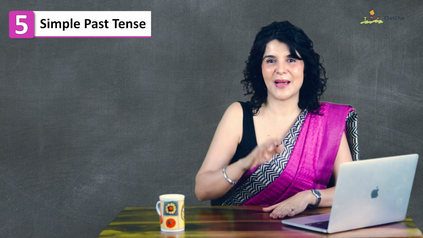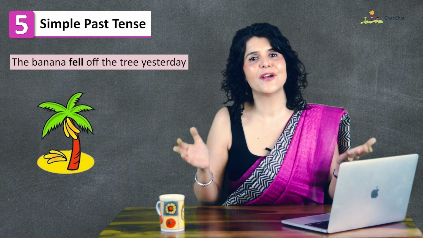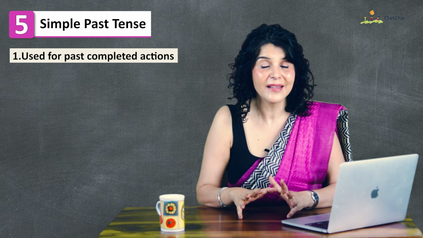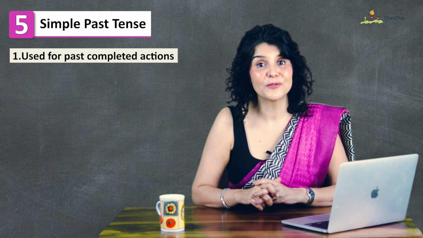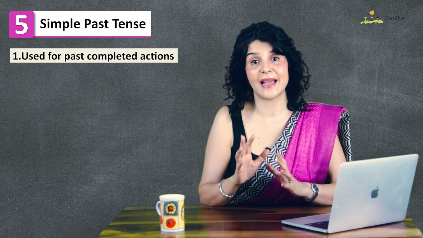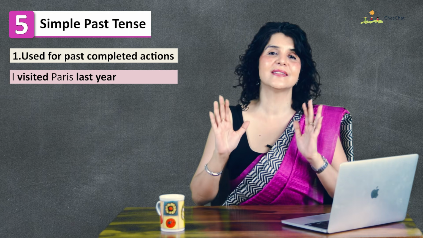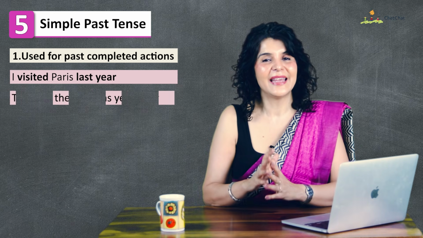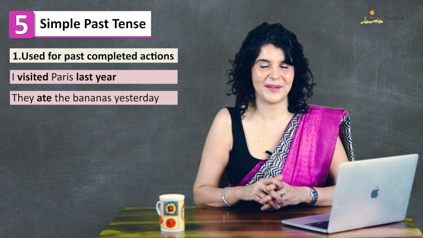Okay, now it's time to move on to the past tense and its 4 forms. Tense number 5 is the simple past tense. The banana fell off the tree yesterday. Let's look at the uses. Use number 1. Simple past tense is used for past completed actions. I visited Paris last year. They ate the bananas yesterday.